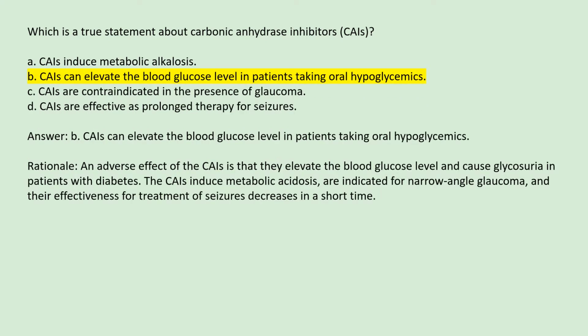Answer. B. CAIs can elevate the blood glucose level in patients taking oral hypoglycemics. Rationale. An adverse effect of the CAIs is that they elevate the blood glucose level and cause glycosuria in patients with diabetes. The CAIs induce metabolic acidosis, are indicated for narrow-angle glaucoma, and their effectiveness for treatment of seizures decreases in a short time.